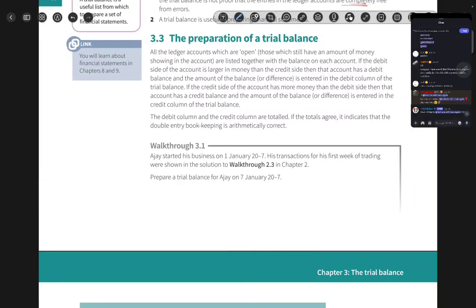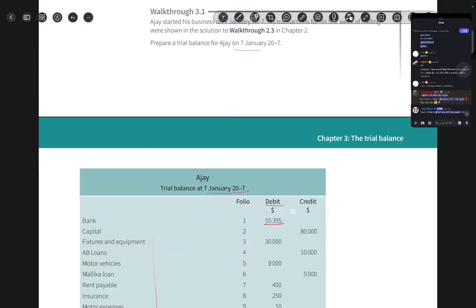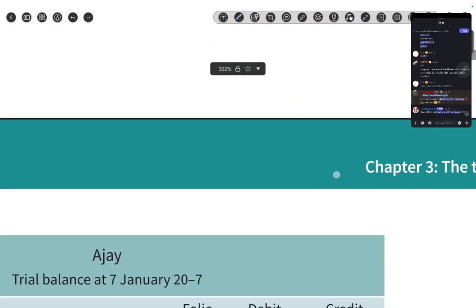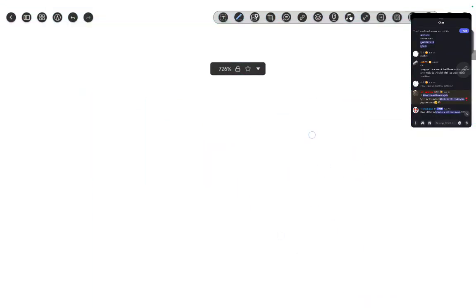All right. Prepare a trial balance, and this is the example trial balance. Bank is debited, capital is credited, fixtures and equipment is debited, loan is credited. Now, this makes no sense. How do I know what's credited and what's debited? So I used to use this mnemonic that our sir taught us, and it's pretty cool. There are multiple mnemonics out there, but I like this one.